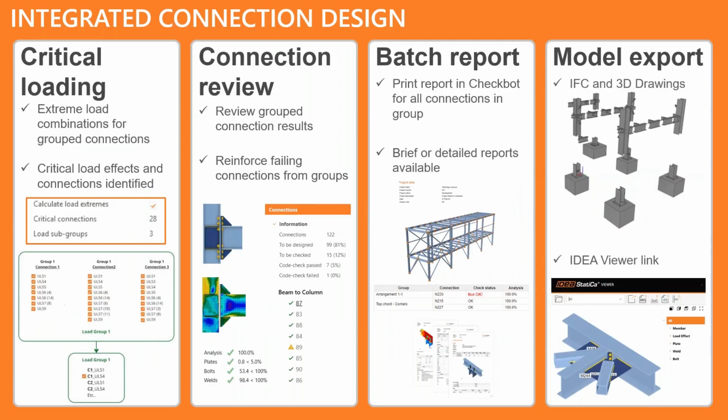We can select to design the group for the critical load effect only for the joints in that group. I'm going to show you that later. Then after calculating the group, you will see the pass or fail status in this list, right? And finally, from Checkbot, you can get a report for the selected connections and generate deliverables like IFC models or 3D drawings, and even this IDEA StatiCa viewer link, right? So again, I'm going to show you this process using RAM structural system.